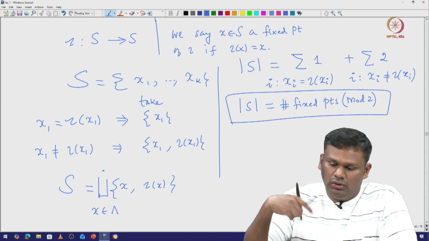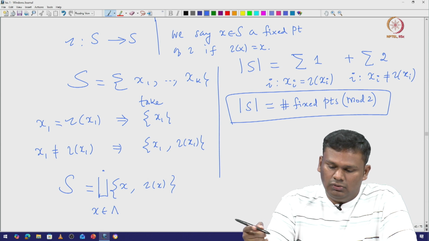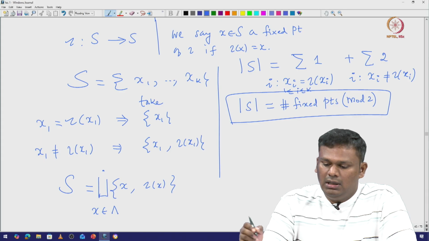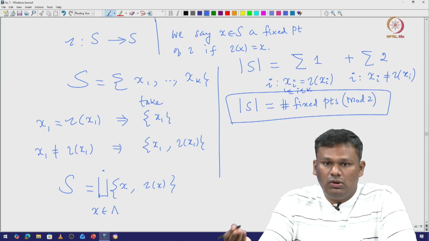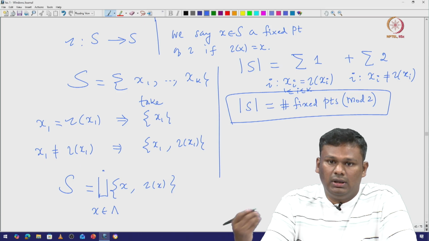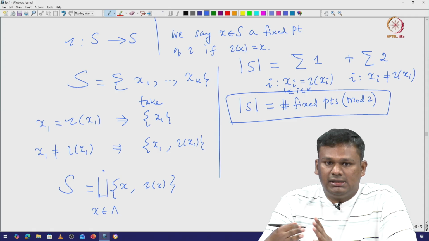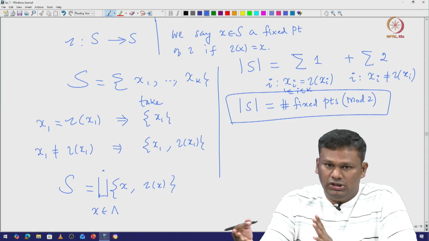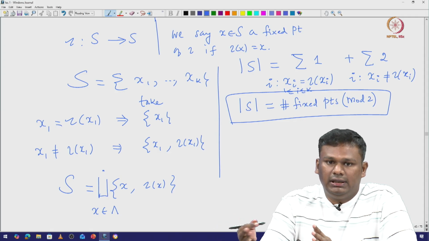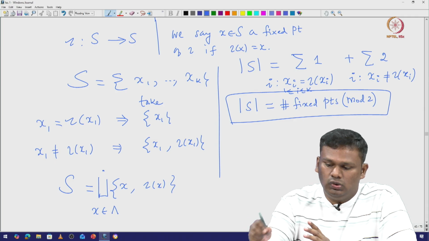So, you collect those x_i. Basically this i is coming from 1 to k, such that x_i is equal to its image ι(x_i), and then x_i not being equal to ι(x_i). So, you collect them. Then S is just the union of them, the disjoint union of them. So, in particular the number of elements in S will be equal to these two sums.